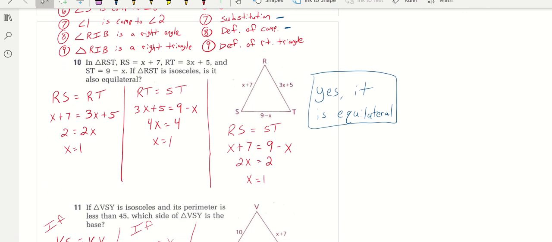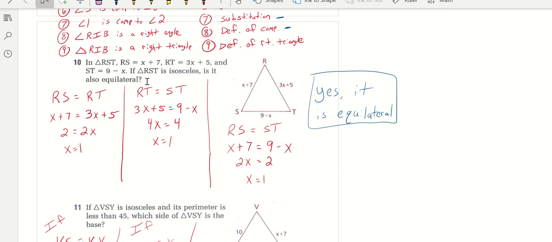Number 10. All right, in triangle RST, RS is equal to x plus 7. RT is equal to 3x plus 5, and ST equals 9 minus x. If triangle RST is isosceles, is it also equilateral? Okay, well, let's test it out. If it's equilateral, then all these sides should be congruent. And if they're all congruent, then x is going to be the same in each one of these. Well, if RS equals RT, RS is x plus 7, RT is 3x plus 5. We set those equal to each other. X equals 1 when you solve for x.